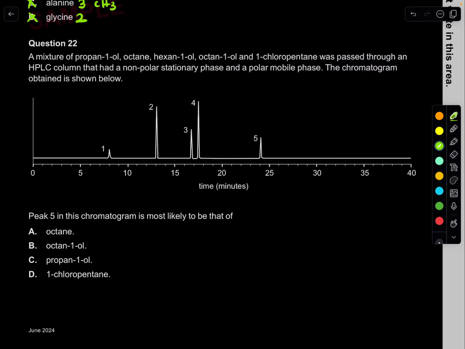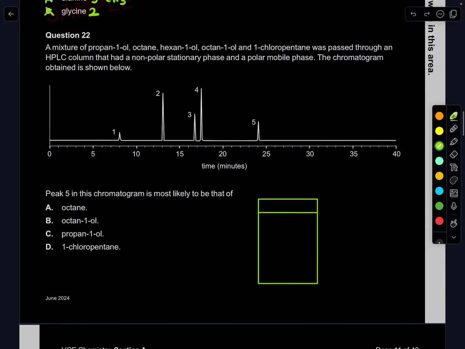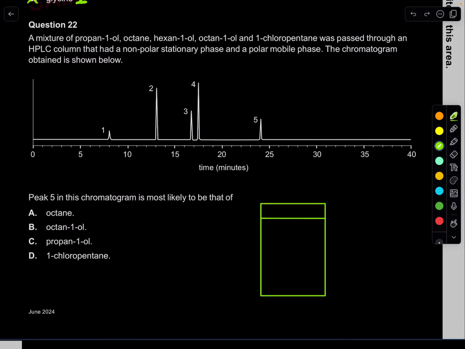All right, easy. What I'm going to do here is draw a nice paper chromatography to represent this. What does this represent? Think of it like this. The time here is what we call the retention time. What is the stationary phase? It's non-polar. This is made from non-polar material.